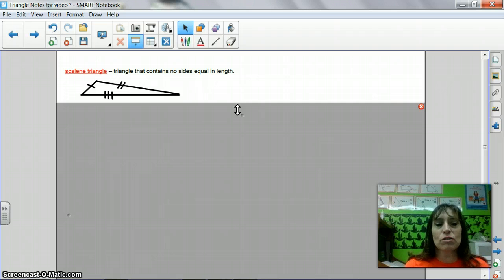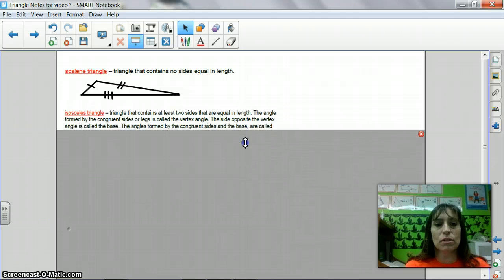All right. The next one is scalene. Scalene, remember, it says no sides are equal. So let's say this left side might be 5, this side over here might be 10, and then this long side would be 12. Okay, so none of the sides are the same. And remember, to show that, we use those tick marks.